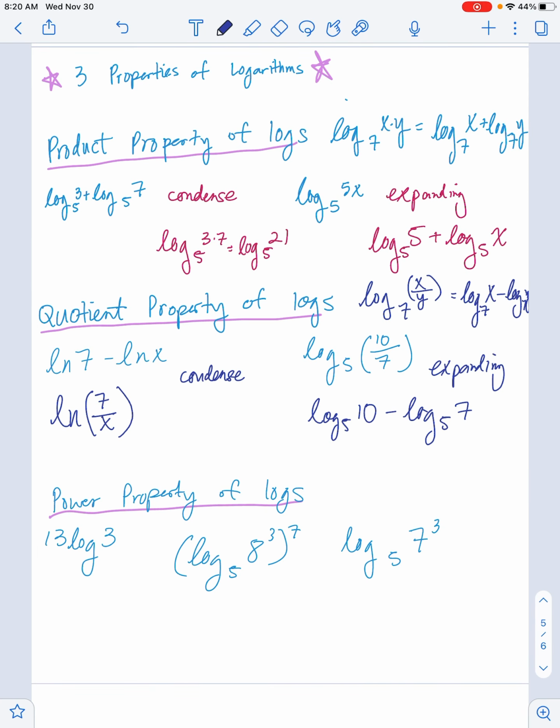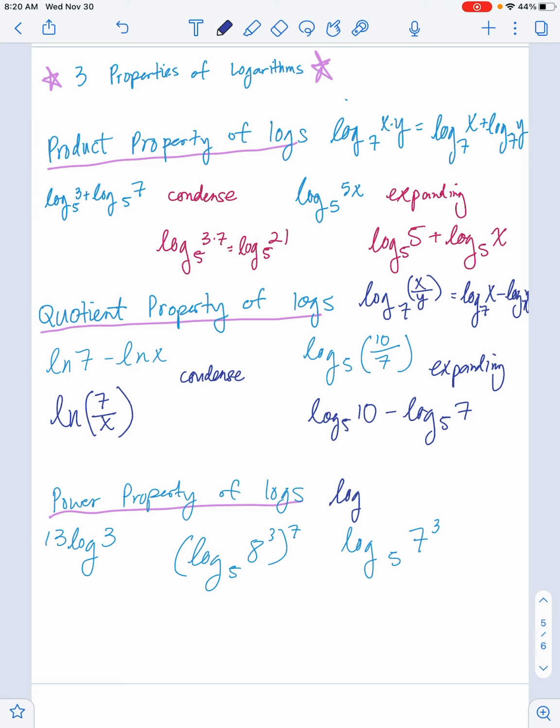All right. Lastly, we have power property. So power property deals with the power. So if you have an exponent inside that log, what you can do is you can bring it down to the front. Okay, so I'll show you what that looks like.